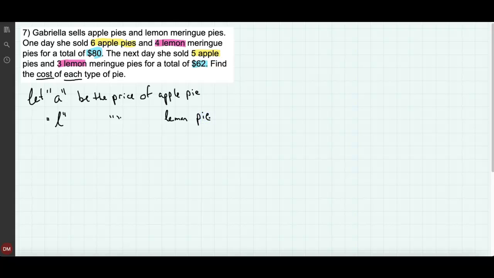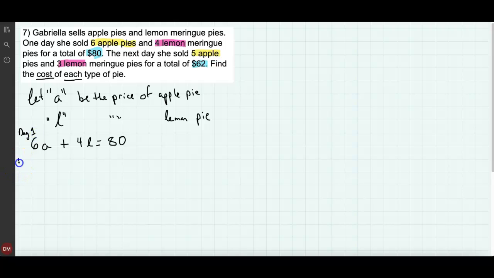Alright, that works. So we need to set up a couple equations here. We know the total amount that came in on day 1 was $80. So if I had 6 apple pies, 6 times the price of an apple pie is the amount we get from the apple pies, plus 4 lemon pies, so 4 times the price of each lemon pie, gives a total of 80. So that's day 1.